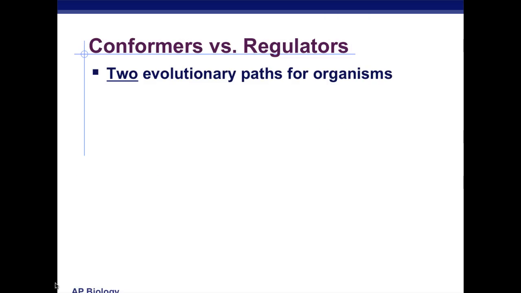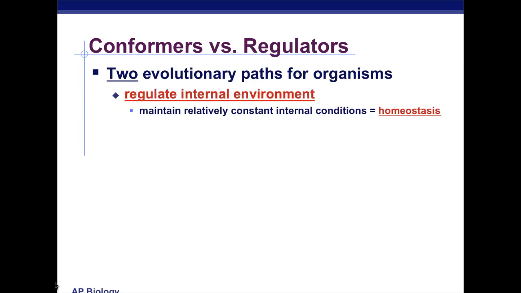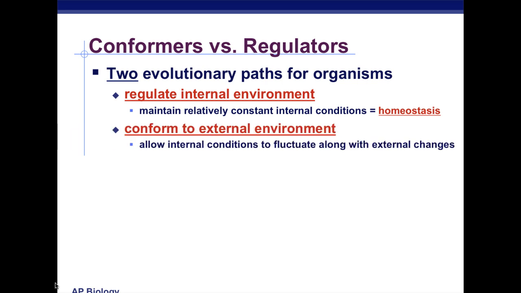So there are really two schools of how internal environment is regulated. We have those that do regulate their internal environment and maintain constant internal conditions called homeostasis. And then we have organisms that are conformers. They conform to the external environment. So they allow their internal conditions to fluctuate along with the external changes.